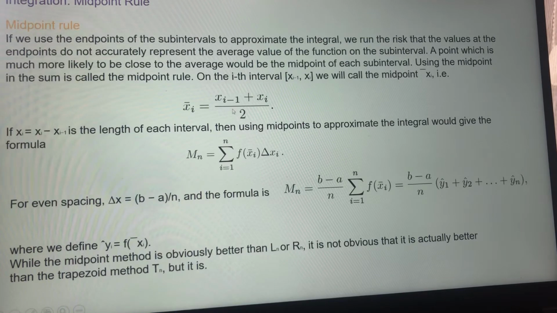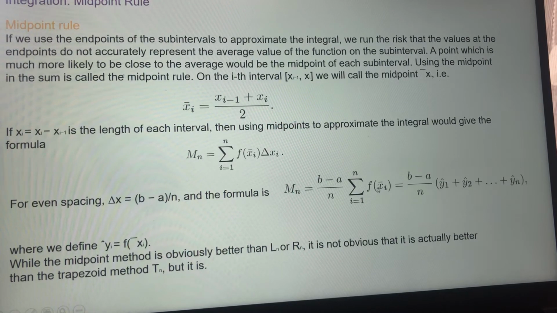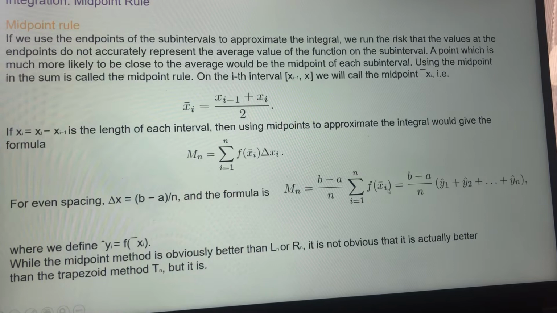For xi, we are finding xi minus 1 plus xi over 2. And this xi bar is exactly that one times the base. And we are summing them up. This is the midpoint rule. And you can think of this as b minus a over n, where a is the starting point, b is the last point, n is how many pieces you divide this area, times the sum of f of xi bar. Xi bar is the midpoints of each region.